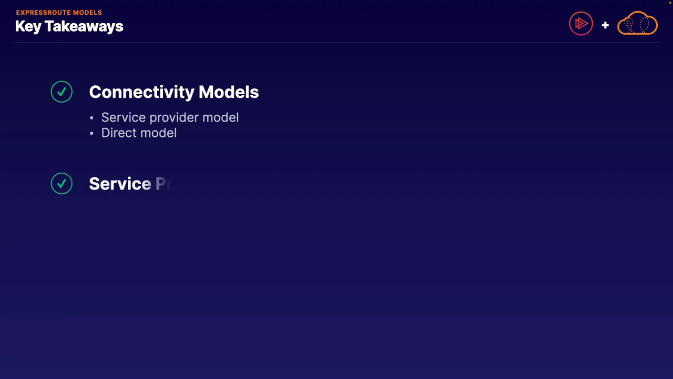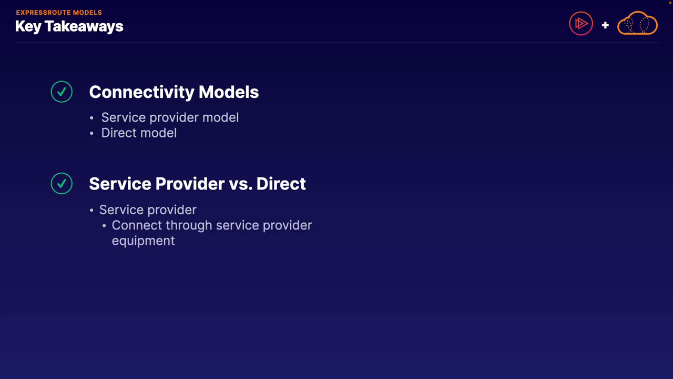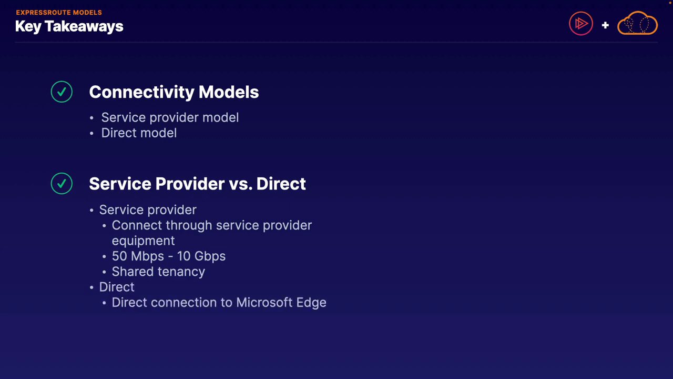We also broke down the differences between the service provider and direct models. With the service provider model, we connect through a service provider, or in other words, their service provider equipment. It provides a range of speeds from 50 megabits to 10 gigabits per second, and we share hardware space with other tenants on that service provider as well. By comparison, our direct model is a direct connection to Microsoft's Edge using isolated hardware that we are not sharing with anyone else, and it offers speeds up to 100 gigabits per second.